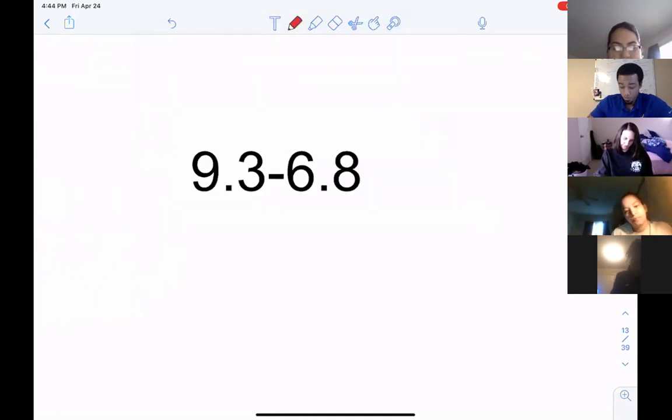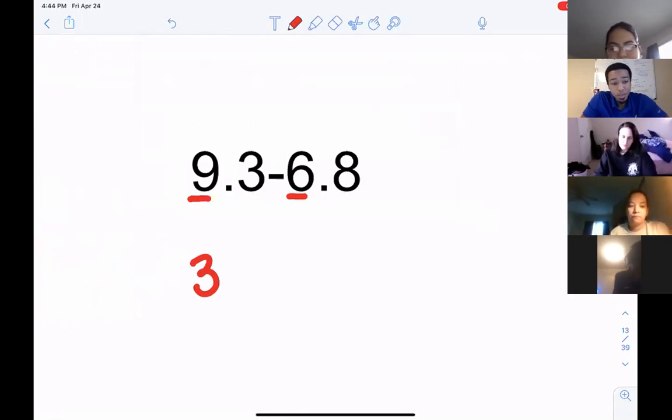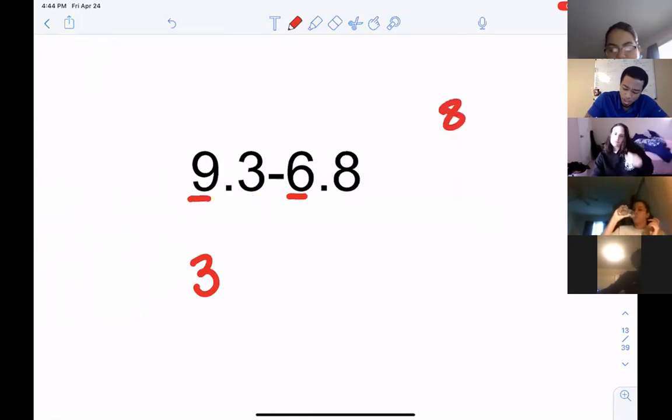9 subtract 6. Absolutely. 9 subtract 6 in my head is 3. And then it's like saying 0.3 minus 0.8. Ooh, that's a little weird, right? So here's one way you can think about it. How far do you go, not from 0.3 minus 0.8, but how far do you go from 8 up to 13?